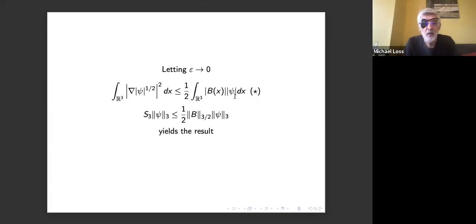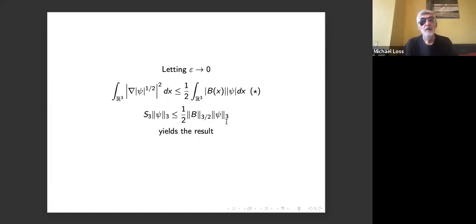And you see right away now, on the left side, you use Sobolev's inequality, right? But you see you have the psi to the power 1/2. That gives you the 3 norm. And on the right-hand side, you use Hölder's inequality with the 3/2 norm on the 3 norm. And sure enough, you get the result that the B 3/2 norm has to be bigger than twice S3. So this is the proof, essentially.